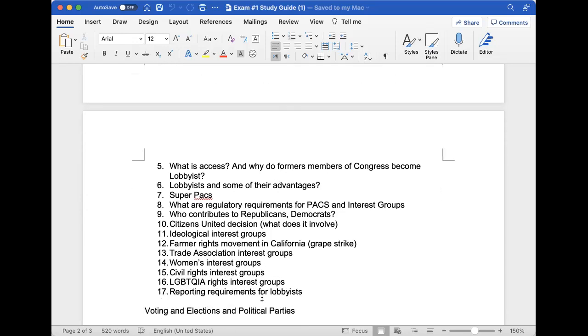Trade association groups like the Chamber of Commerce, women's interest groups like the National Organization for Women, civil rights interest groups like the NAACP, which is the oldest civil rights interest group, and the Urban League. Also know LGBTQIA rights interest groups like Equality California and GLAAD. Just the generalities, just know the differences in these groups, which are based off of their goals.